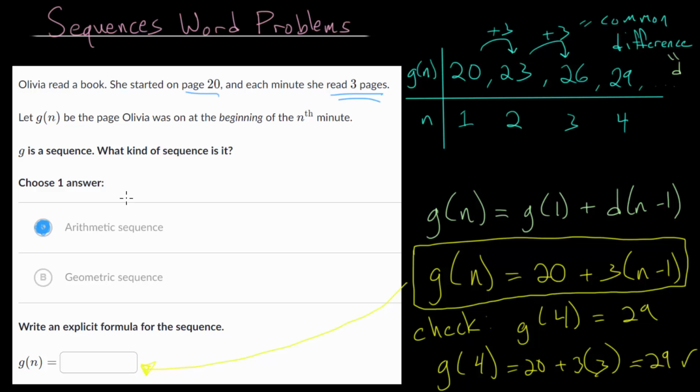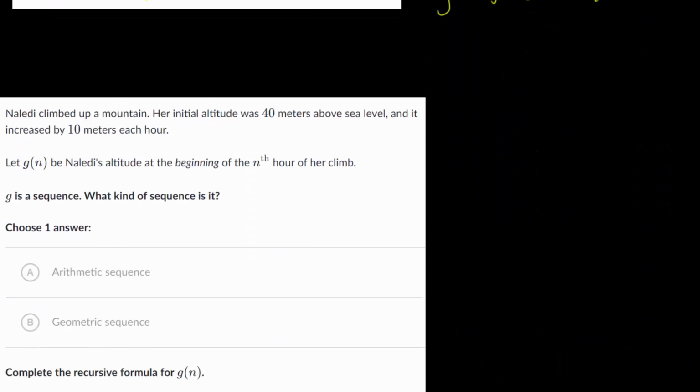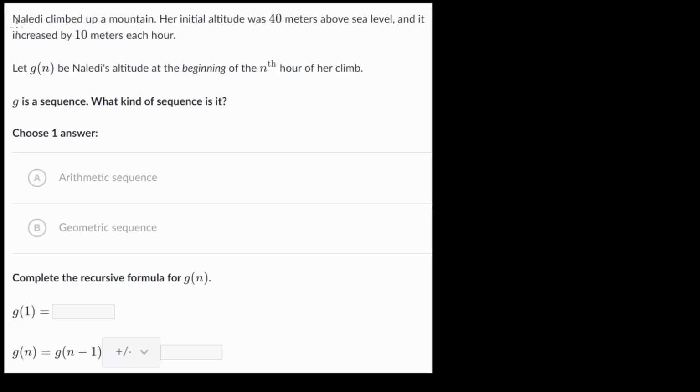Now let's do another problem like this. We have Naledi, and I might be pronouncing that incorrectly, but she climbed up a mountain. Her initial altitude was 40 meters above sea level, and it increased by 10 meters each hour. So let G of n be Naledi's altitude at the beginning of the nth hour of her climb. So we need to find what kind of sequence it is, and in this one, we need to find the recursive formula. So just like the last one, let's first generate what the sequence is just by thinking it through.